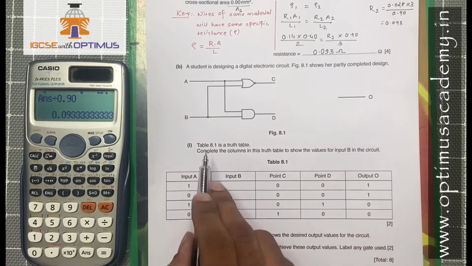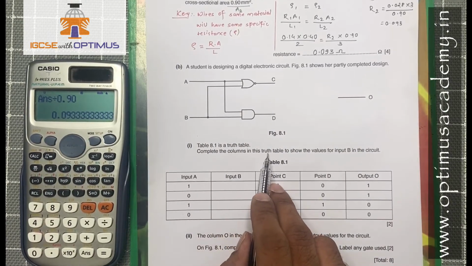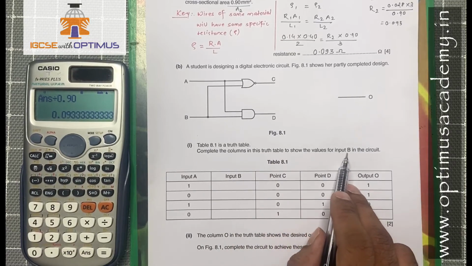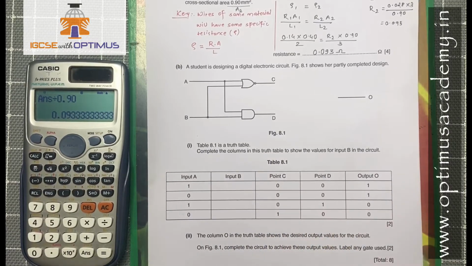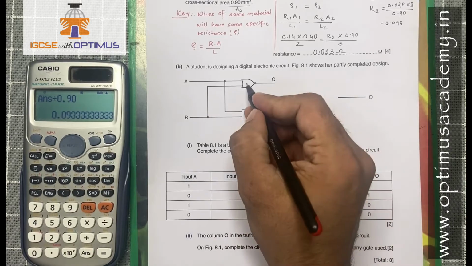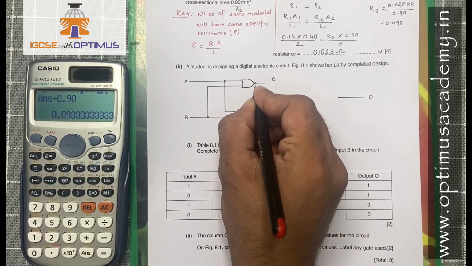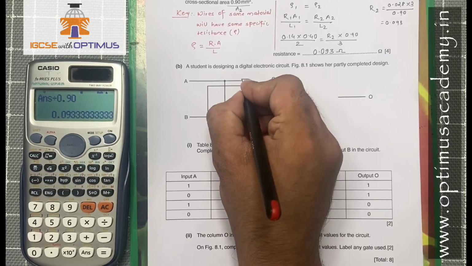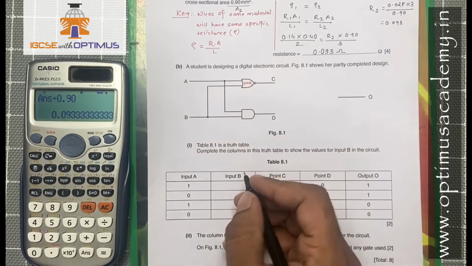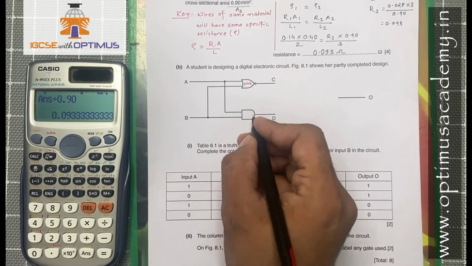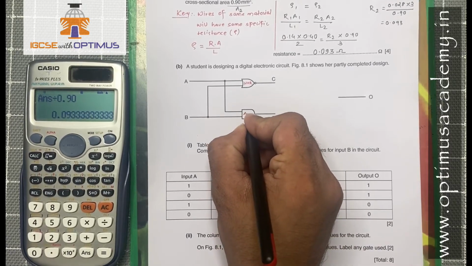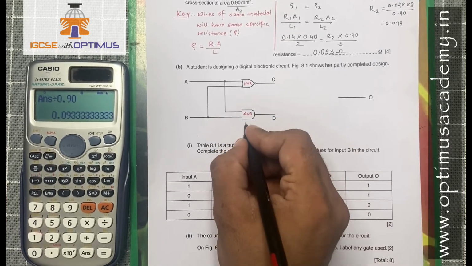Okay, so this is a partly completed design. Table 8.1 is a truth table. Complete the columns in this truth table to show the values for input B in the circuit. Firstly, what two gates can we see over here? This is the symbol for an OR gate and there is a bubble over here, so this is nothing but a NOR gate. And this is the symbol for an AND gate.